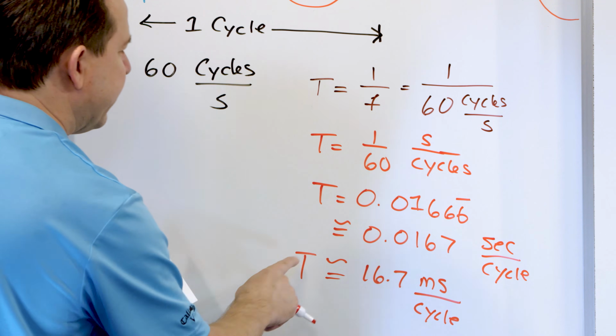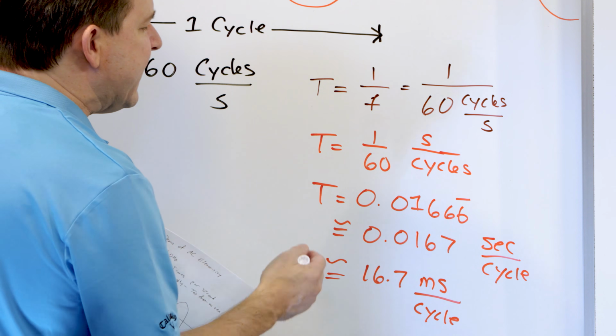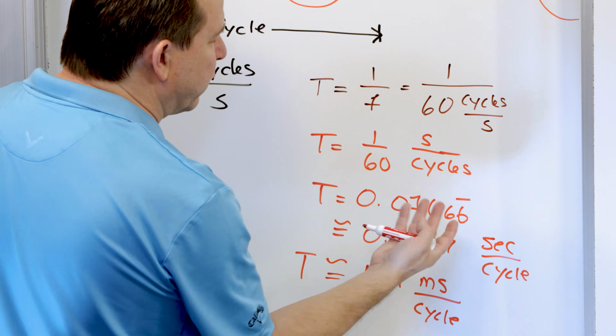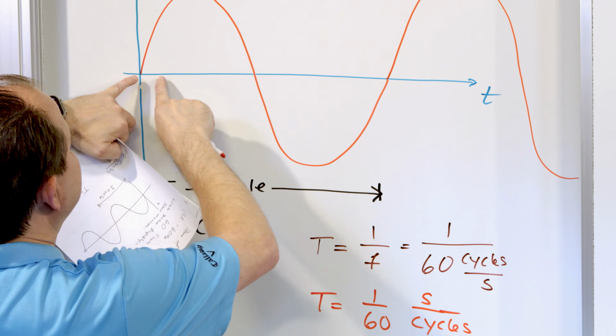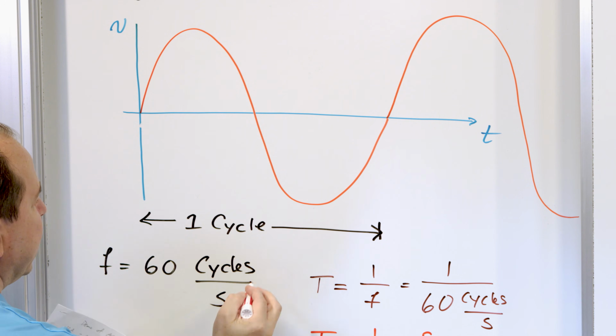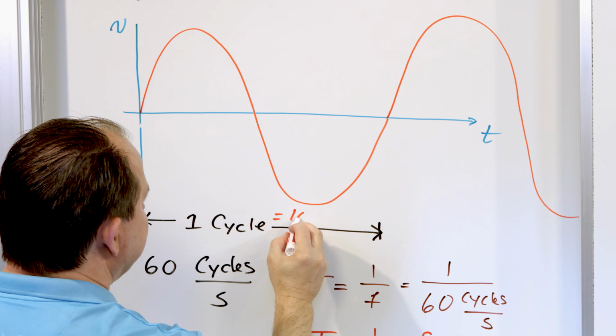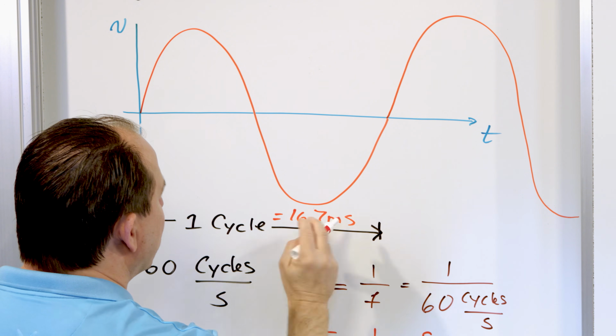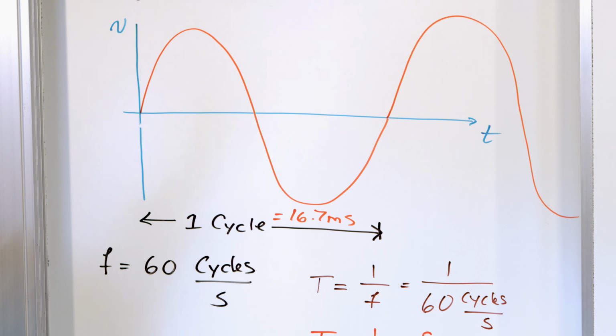So when you see the period expressed in milliseconds or seconds, it's really seconds per cycle. In other words, that's the distance in time. Notice this is the time axis. So the distance right here, one cycle, would equal 16.7 milliseconds. Of course, that's a rounded number, and that's a really, really tiny time.